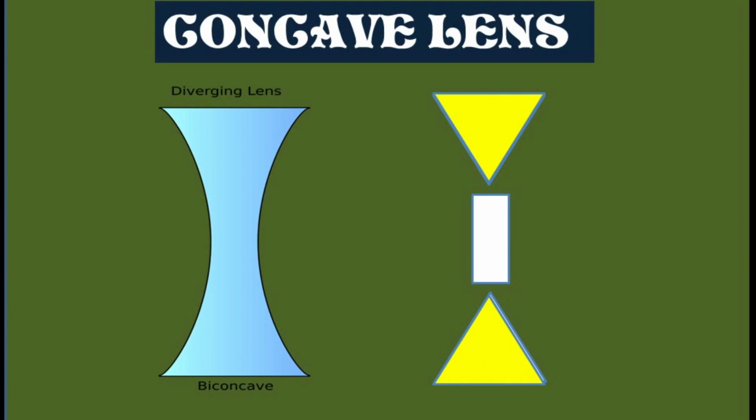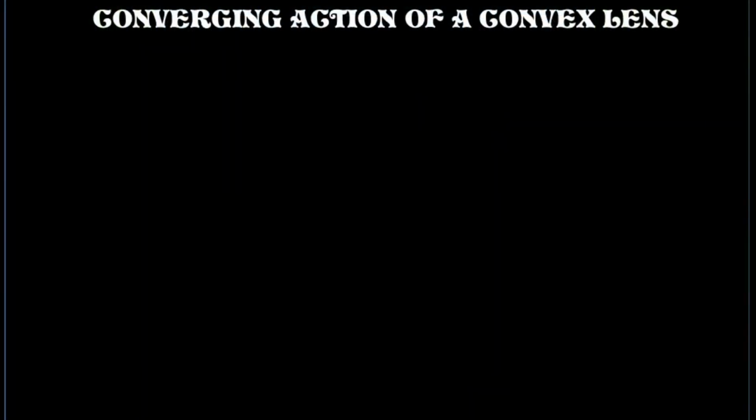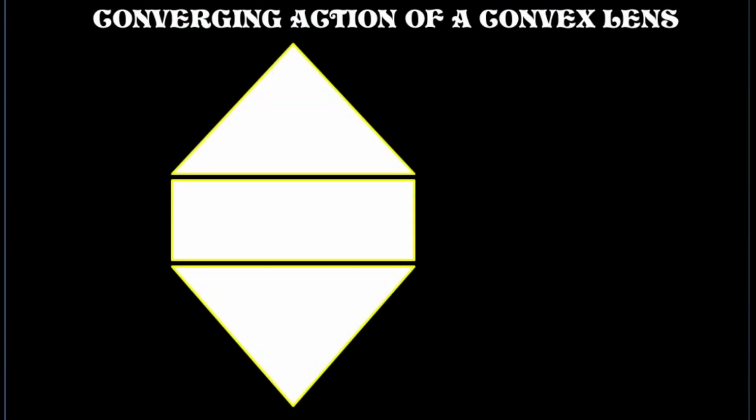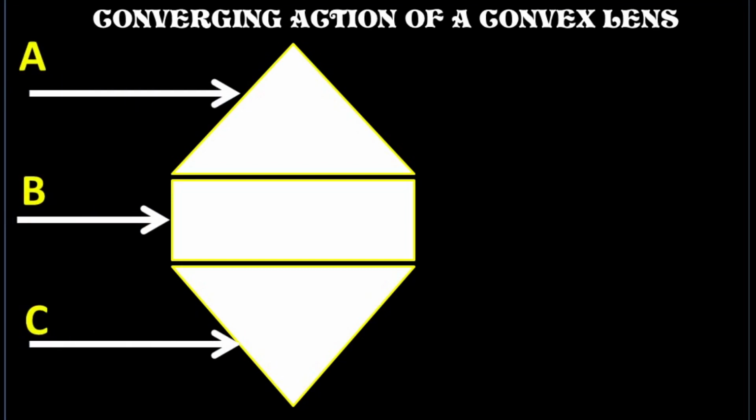Now let us study the converging action of a convex lens. First, let us take a convex lens as a set of prisms. Now let us consider three rays of light falling on this convex lens at three different positions. Ray of light A incident on the face of prism and deviates and moves towards the normal because it is traveling from rarer medium to denser medium.